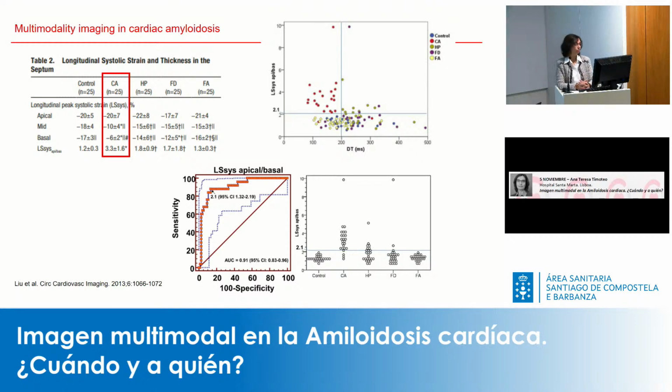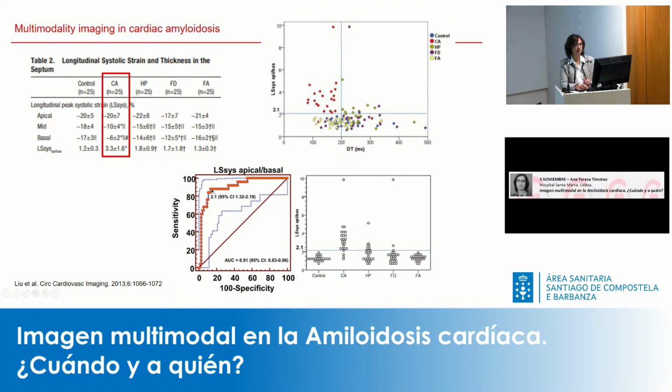For several years now, we have described this apical sparing pattern, and there are several markers, such as this one. These studies from 2013 show that in the apical segments, the strain is preserved, but not in the mid and the basal segments. So this is the ratio of the apical to basal septal strain, and this has a very high predictive accuracy for cardiac amyloidosis, and this is a cutoff, 2.1, and as you can see, patients with cardiac amyloidosis have a substantial increase in this ratio.